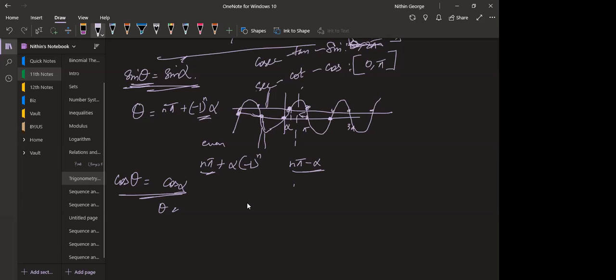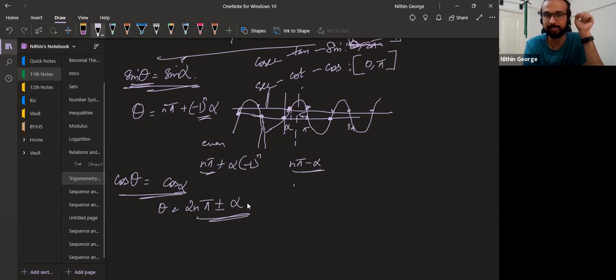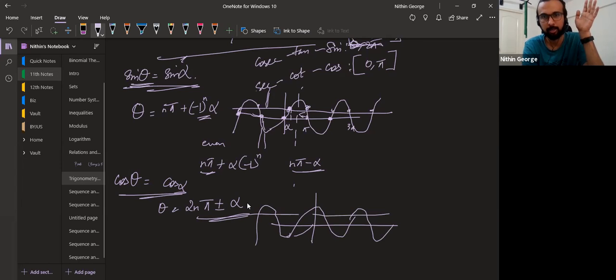2n pi plus or minus alpha. That's it. You get 2n pi plus or minus alpha. So the thing is, cos theta will go something like this. You're looking for a value here, which will be alpha, right? And then you have 2n pi, 0 plus or minus alpha. Cos theta and cos of minus theta is the same. So minus alpha will be there.